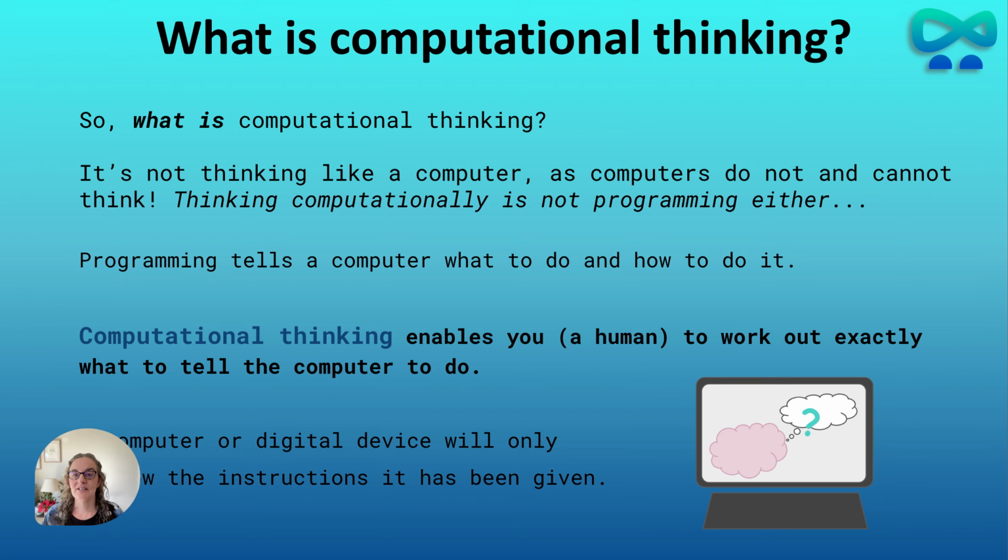Well, in fact, computational thinking is not like thinking like a computer, because computers do not and cannot think. They don't have a brain like us as humans. And thinking computationally is not just programming either. Computer programming tells a computer what to do and how to do it. Computational thinking enables you, the human, to work out exactly what to tell the computer to do.